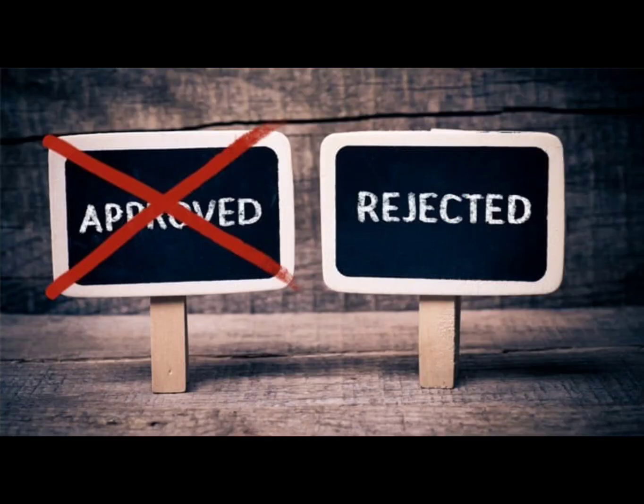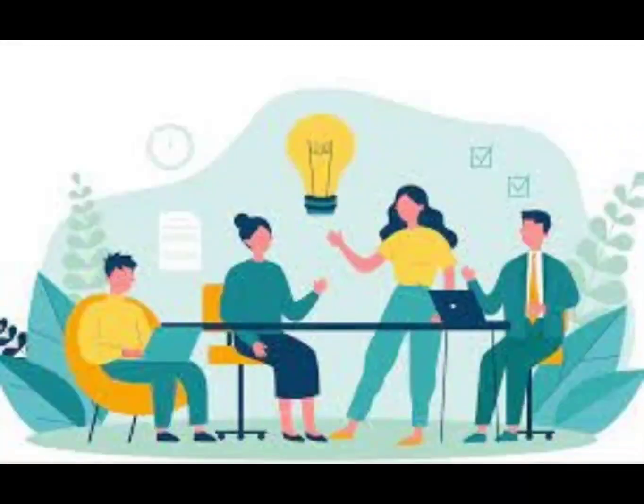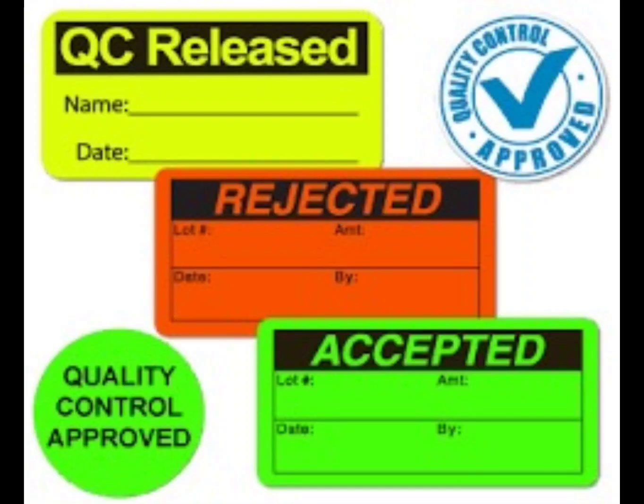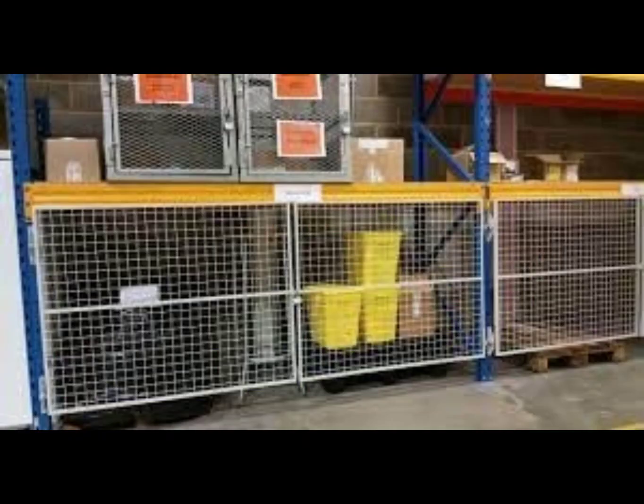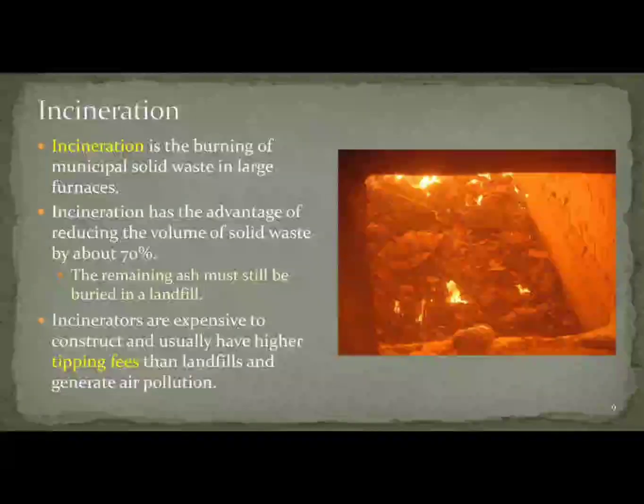Release or rejection. Based on the inspection, testing, and verification results, the quality control department should decide whether to release the materials for use in manufacturing or to reject them. Rejected materials should be appropriately segregated, documented, and returned to the supplier or disposed of following approved procedures.